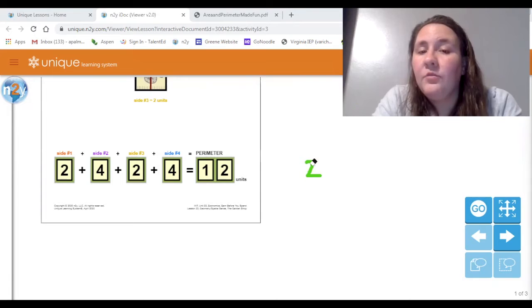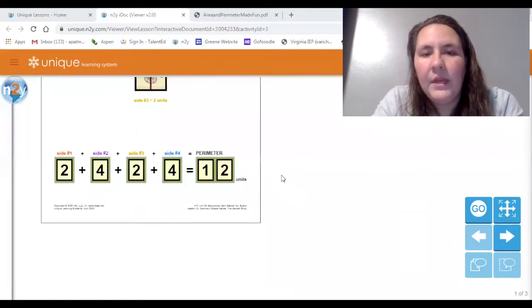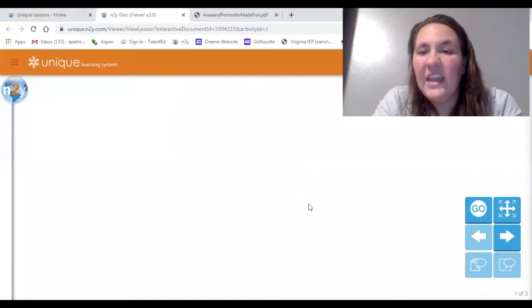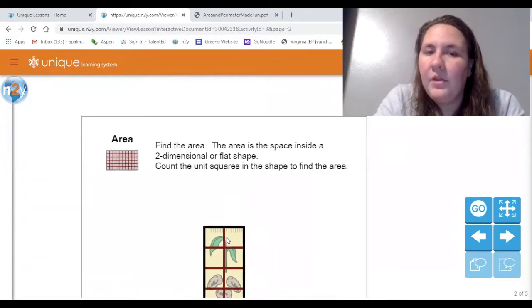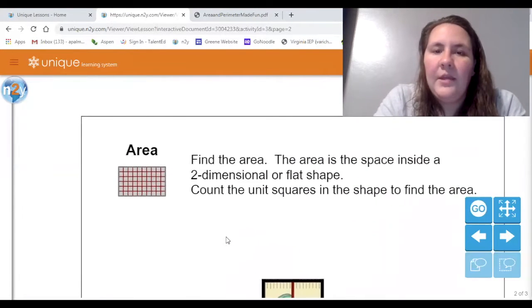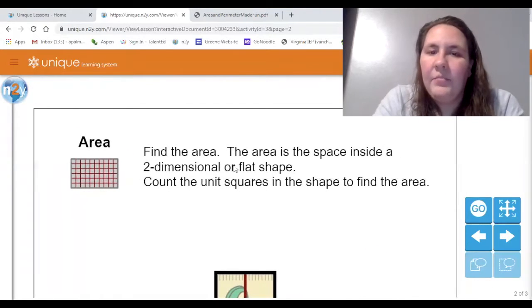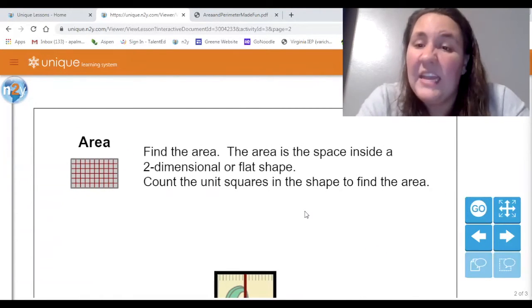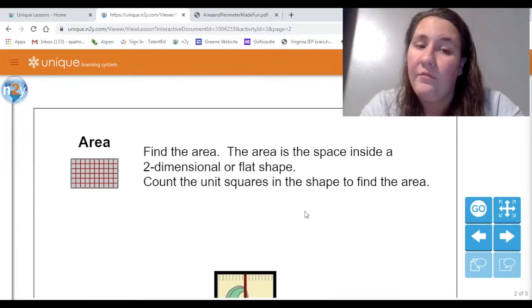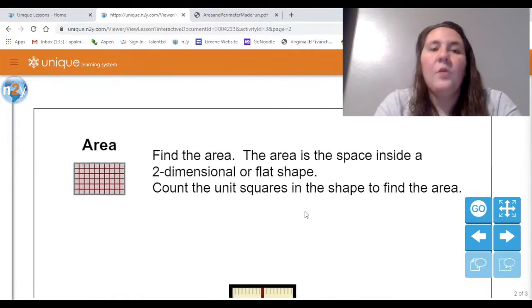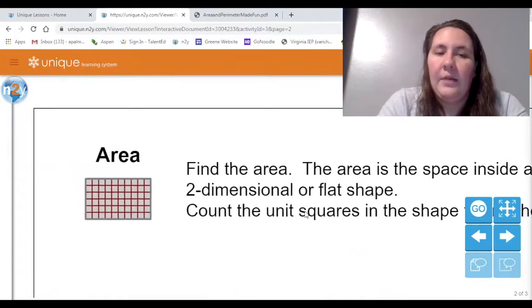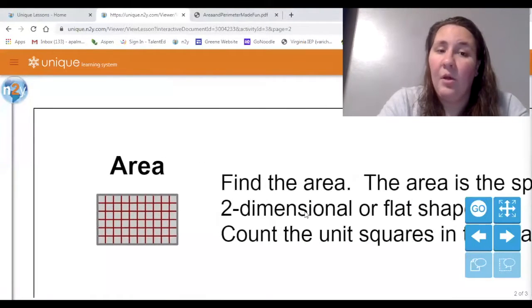So before we go on to our practice problems, we are going to talk about area. Now, area is a little bit easier than perimeter because area is on the inside, okay? So if you look at our definition up here, the area is the space inside of a 2-dimensional or flat shape. So to find area, all you do is count the unit squares in the shape. So if we use our picture over here, I'm going to zoom it in because it's really, really small boxes.